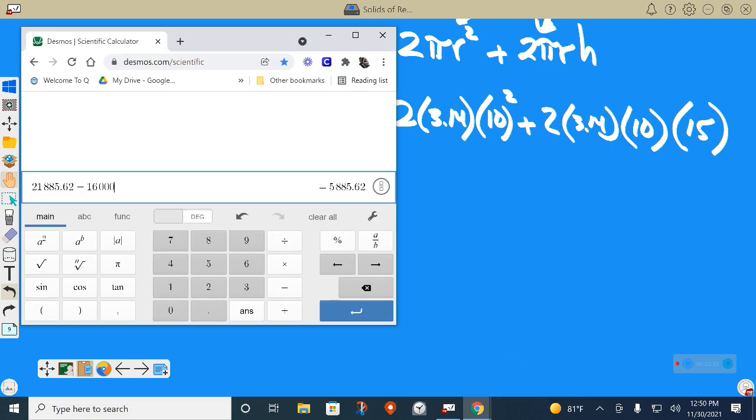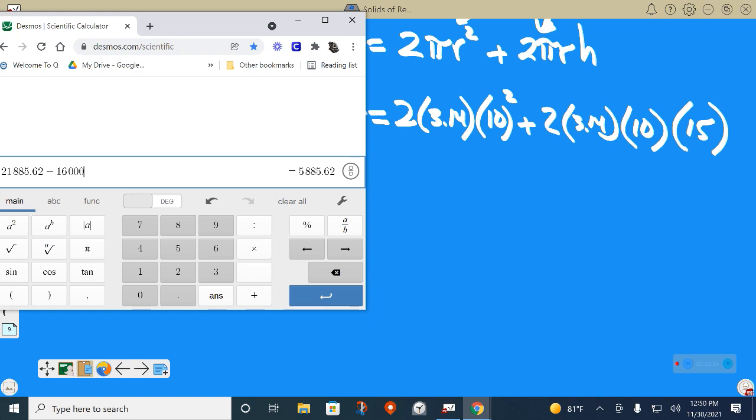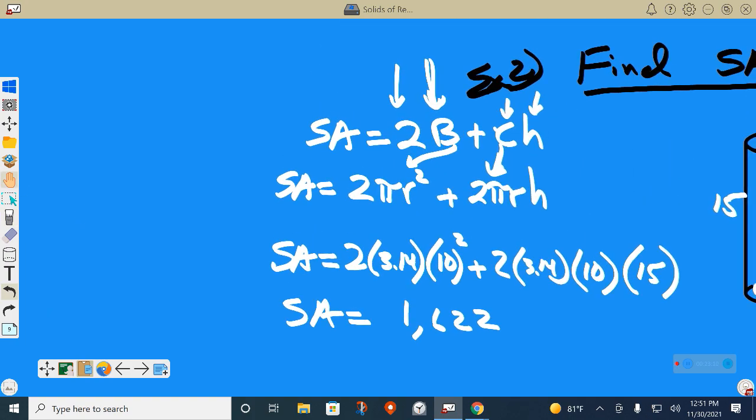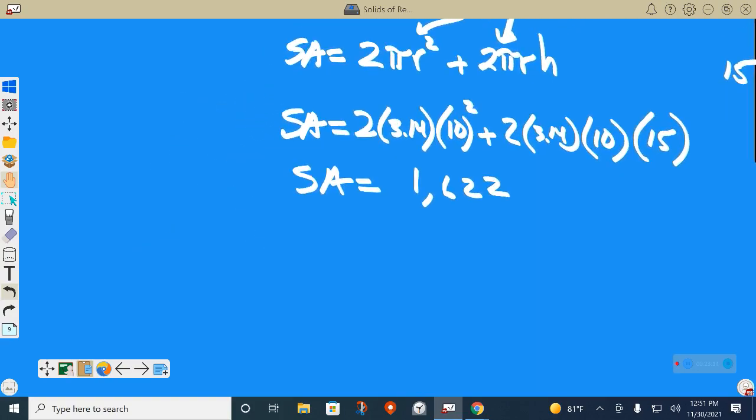Get my calculator out. Nice. 2 times 3.14. I'm just going to type it all in. Times 10 to the second power. Plus 2 times 3.14 times 10 times 15. There it is. 1,622 chickens, horses, and termites. Square feet. Feet to the second.